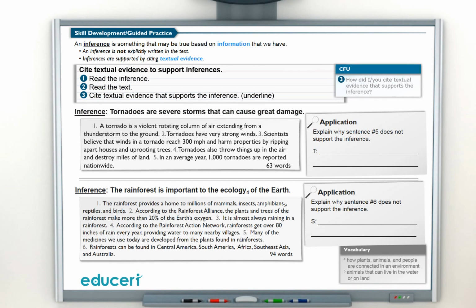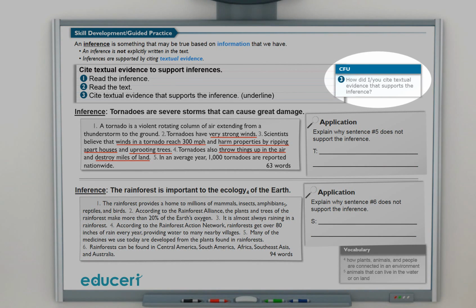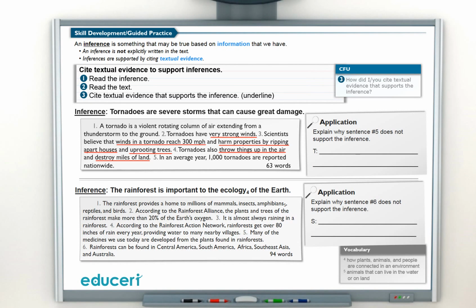The next thing on each skill development page is a set of steps that lead students to the correct outcome. Teachers should model each step with the first problem or passage. Checking for understanding questions on this page only address the strategic steps. For example, how did I, the teacher, cite textual evidence that supports the inference? Students are required to respond with a summary of the teacher's modeling strategies and reasoning.